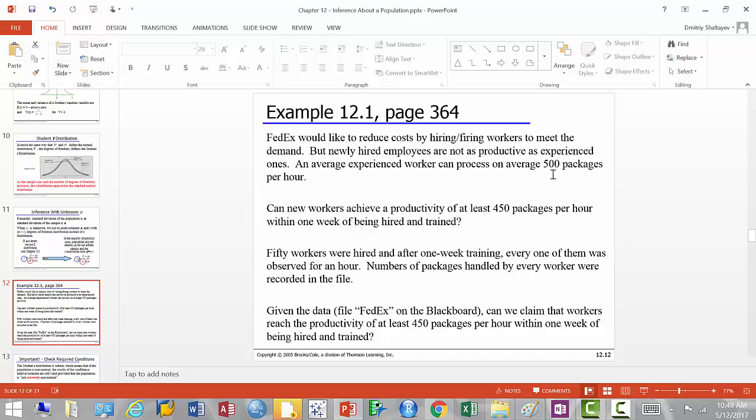But they want to evaluate how they're doing in their training program. So 50 workers were hired and evaluated. They went through the 1-week training program, and after that FedEx said, okay, let's put them on the conveyor belt and see how they do. So they track them for 1 hour and record how many packages every single person out of this sample of 50 can handle per hour. And here is the punchline: given the data, can we claim that workers reach productivity of at least 450? That means 450 or more, but not less than that, within 1 week of being trained and hired.